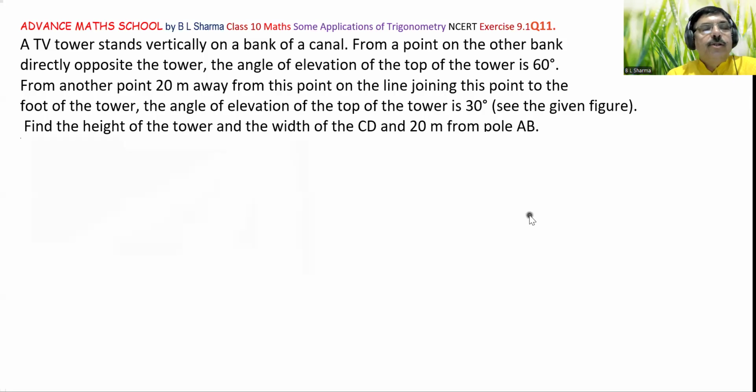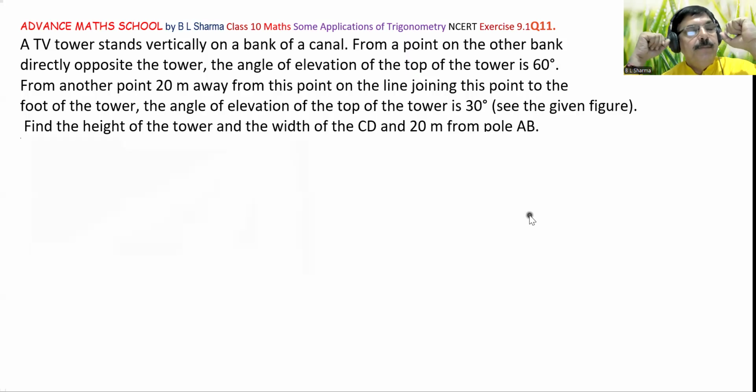Question number 11 on your screen. Sometimes diagram is not given, only informations are given. Though in the question diagram is given, but from the given information, I want to tell you that how to draw the diagram from the given information. Given information से diagram कैसे बनाते हैं, ये बहुत जरूरी है.